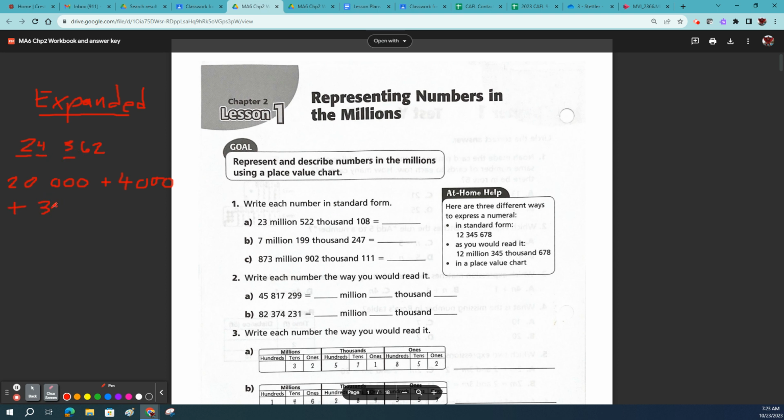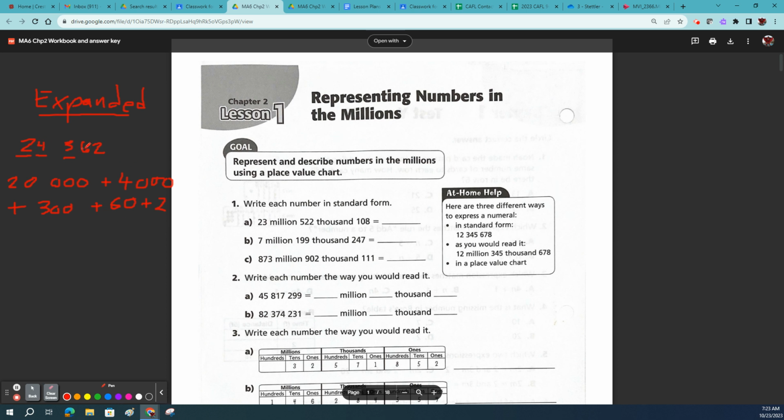I'll add 300. How many tens? I've got 6 tens, which is 60. And how many ones? I've got 2. So this is expanded form. We've worked on this before. This should be familiar. But what's the opposite?